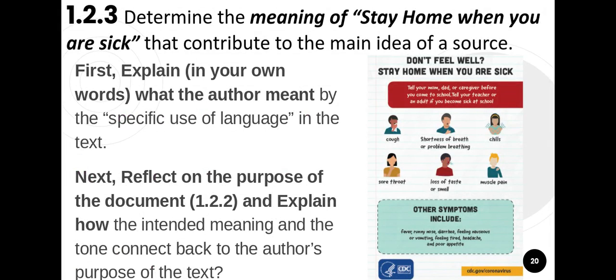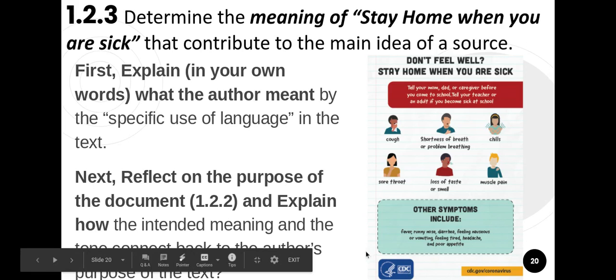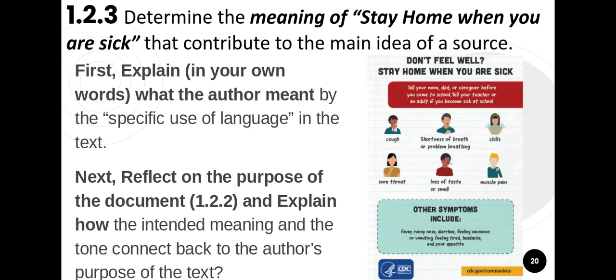Now let's try this with a primary source document. So determine the meaning of stay home when you are sick that contributes to the main idea of the source. So let's take a look at our document here. This is a primary source document. It was released in May of 2020. That was during the COVID-19 pandemic. This document was published by the CDC, which is the Center for Disease Control. And this is a public document on the cdc.gov. These are printable flyers that individuals or companies can use to put on their businesses.